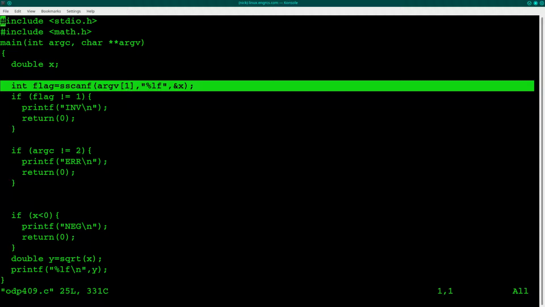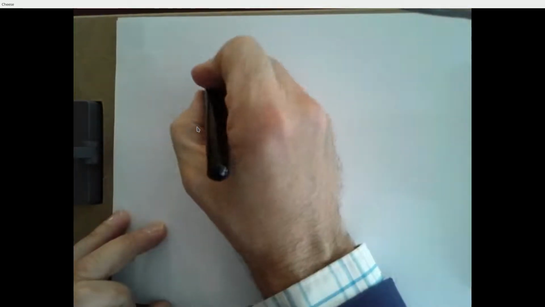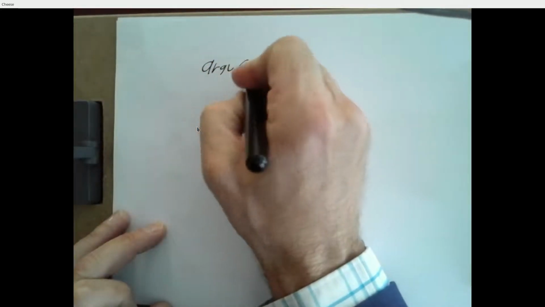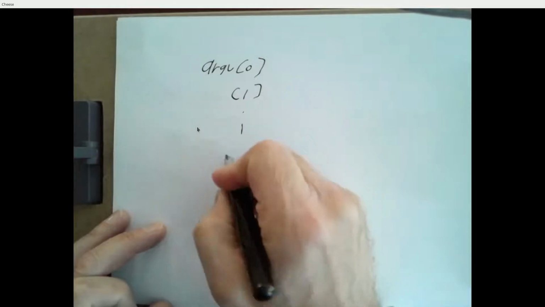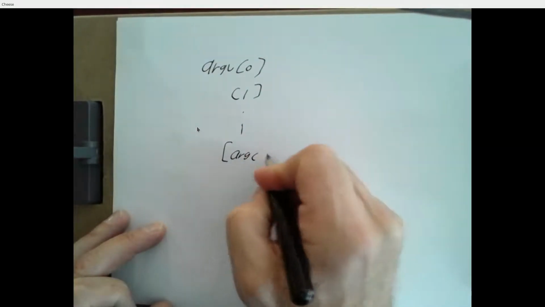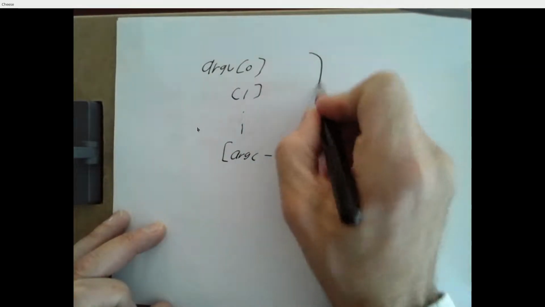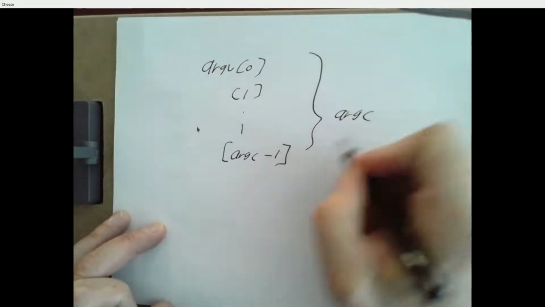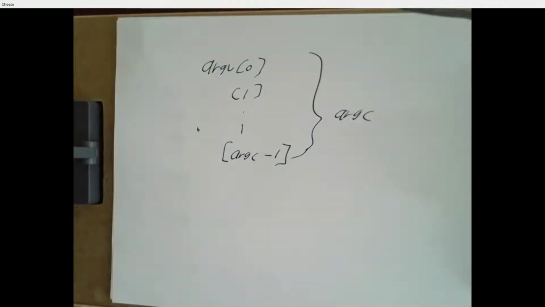argv bracket 1, 2, 3, 4, 5, undefined. If argc is 2, element 0 is the program name, element 1 is the command line argument, 2, 3, 4, 5, 6, undefined. So you're allowed to access argv 0, argv 1, all the way up to argc minus 1. And this gives you a total of argc elements in your array.